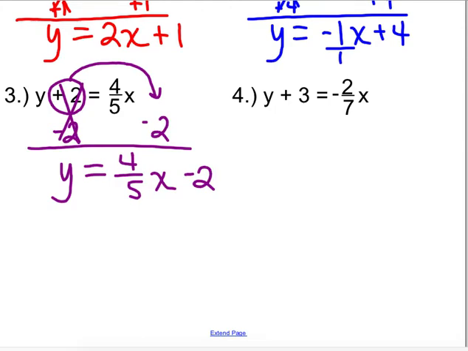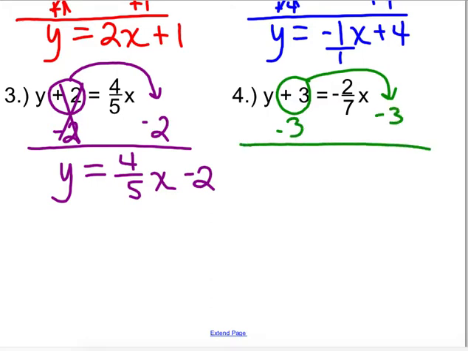Number 4, who's moving? I think you know by now. It's this guy. Where should he be? Way over here in his position of the b position or the intercept position. So instead of add 3, you subtract 3 or minus 3. Canceling there. y is alone. There's your equal sign. Here comes your slope. There's the x, and there's your intercept. Intercept there of -3, slope of -2/7. So it looks terrible, but it's really not that bad.